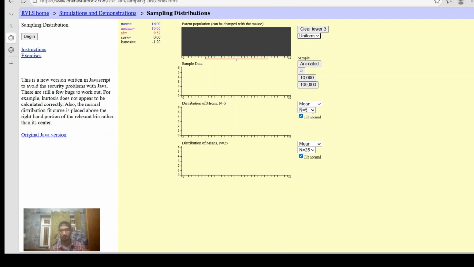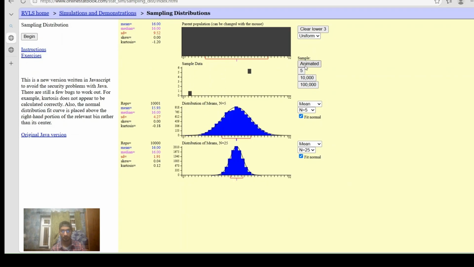Let's take a slow, animated sample. The tool randomly selects 5 individual data points, calculates their mean, and drops that mean into our middle graph for a sample size of 5. Now it does the exact same thing, but this time drawing 25 random data points. It calculates the mean of those 25 points and drops it into the bottom graph.